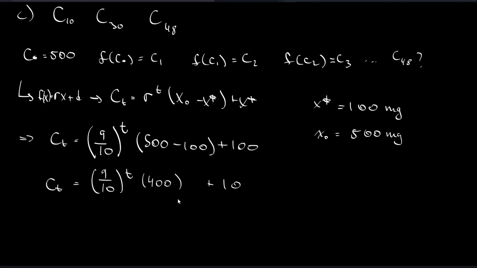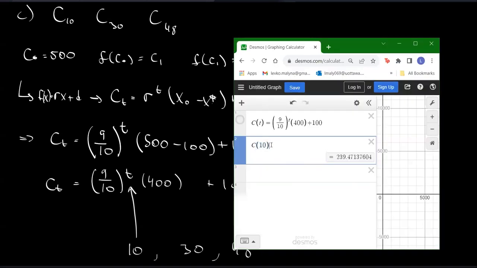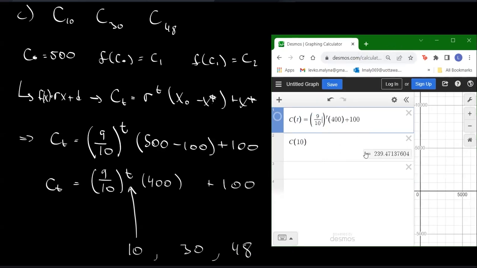If we go ahead and plug in the values of t that we want, namely 10, 20, 30, and 48. So 10 hours in, this is the same equation, 9 over 10 to the t times 400 plus 100. 10 hours in, we're only going to have 249. So we do a pretty good job at getting rid of the caffeine.